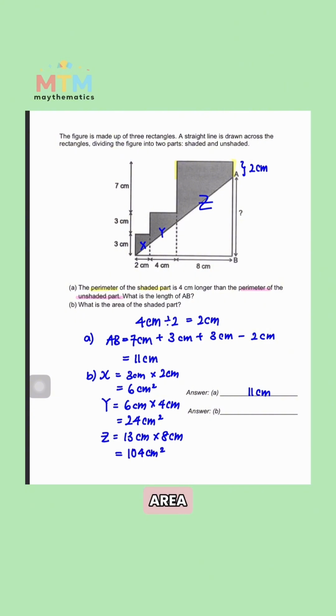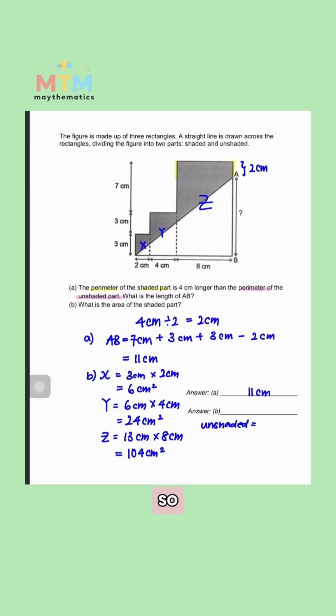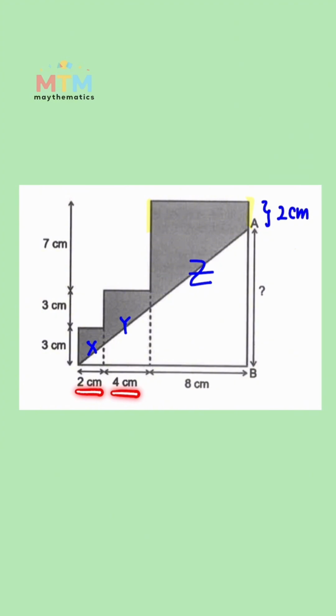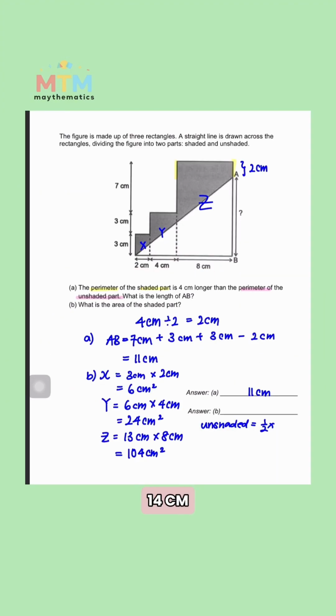So now we will find the area of the unshaded. Do you recall the area of a triangle is half times base times height? So we use half, and then we have to find the base, which is 2 plus 4 plus 8, which gives us 14 cm. And for the height, it is AB. And AB, we have gotten it from the previous part. So we have 11. With that, we got it to be 77 cm squared.